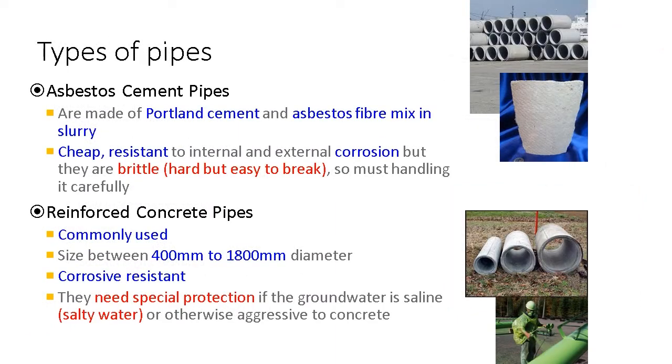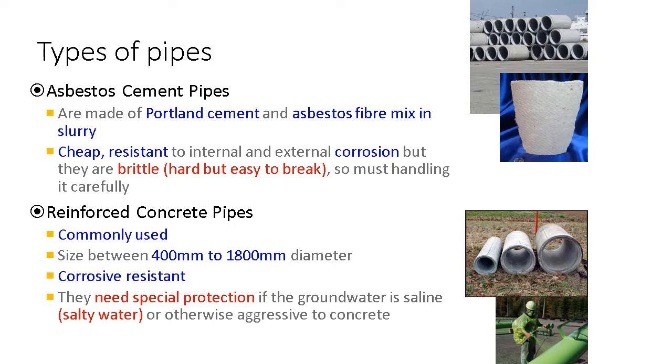Asbestos cement pipes. It is made of Portland cement and asbestos fiber mixed in slurry. It is cheap, resistant to internal and external corrosion, but they are brittle, so must be handled carefully.